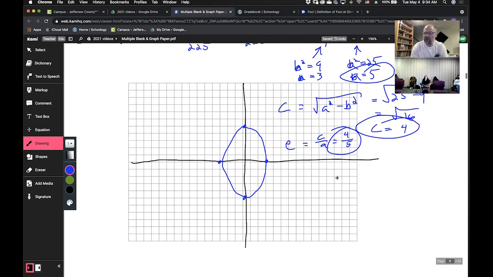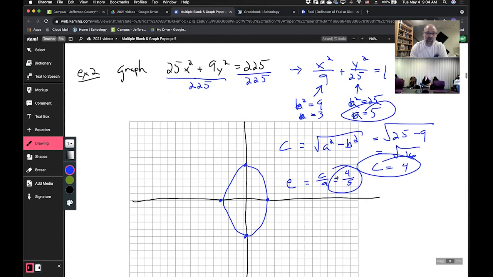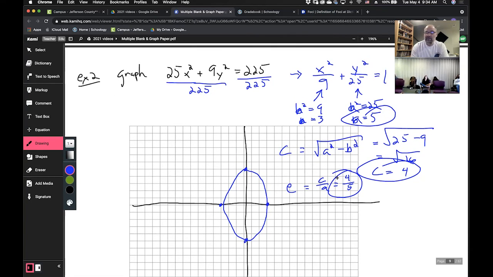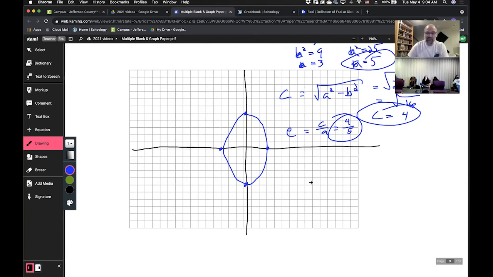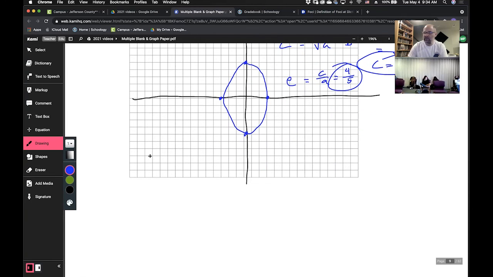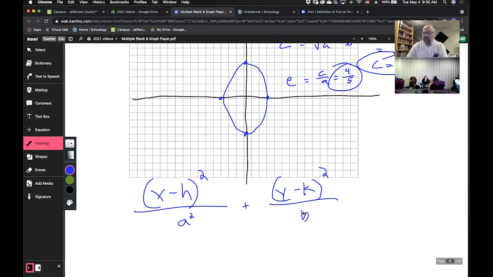Yeah, so just to review, obviously you can move centers, right? Just like a circle, the center is going to be whatever is being subtracted from x before you square it, comma, whatever is being subtracted from y before you square it. So here is the standard form of the equation of an ellipse: x minus h squared over a squared plus y minus k squared over b squared equals 1.